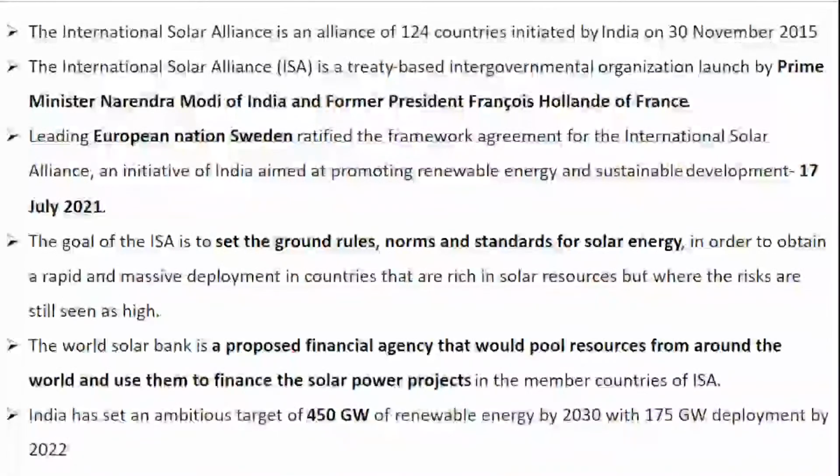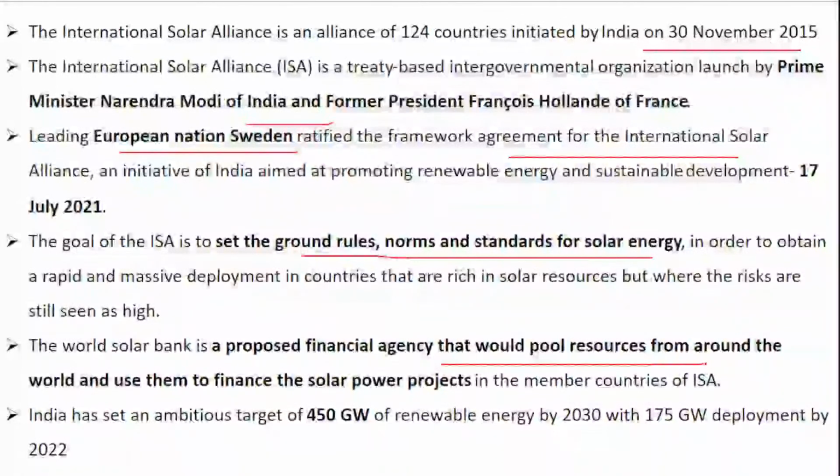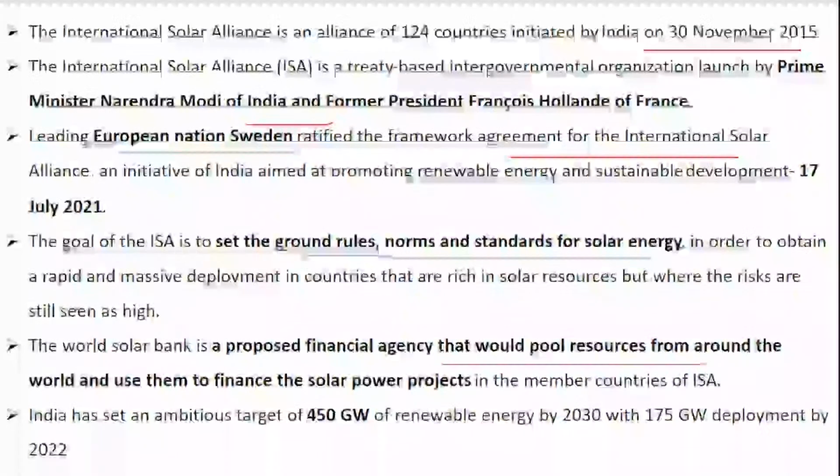Coming to the International Solar Alliance, here also you have a question. How many countries? 124 countries, which was initiated on 30th November 2015. Basically, it was an alliance between India and France, leading to European nations, with an agreement for the International Solar Alliance to set the rules, norms and standards for solar energy, to ensure that the pool of resources is used to finance solar projects. The ambitious target is 450 gigawatts to be achieved by 2030, and 175 gigawatts by 2022. Okay, this was a target which was set for them.